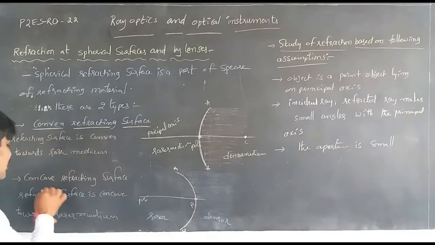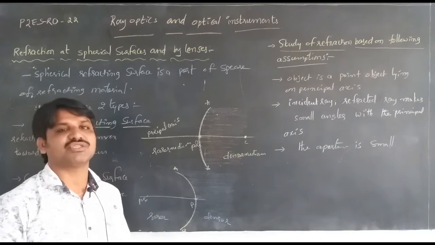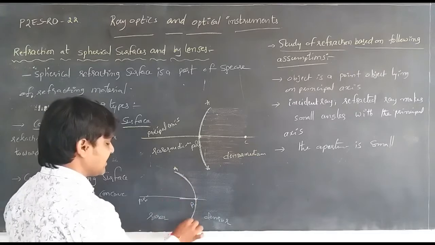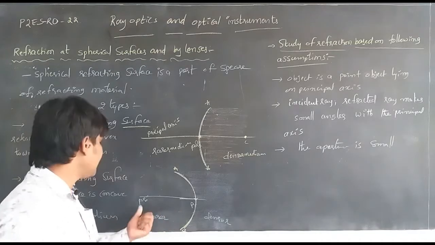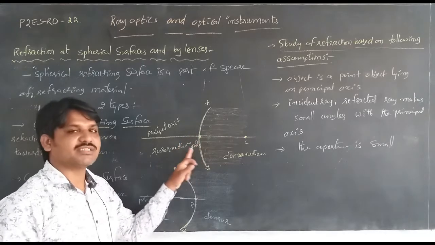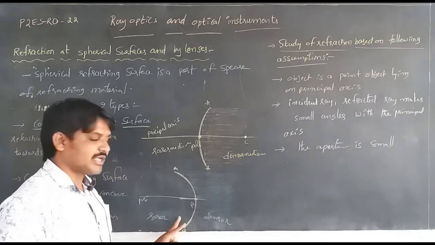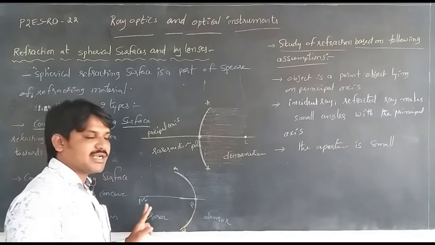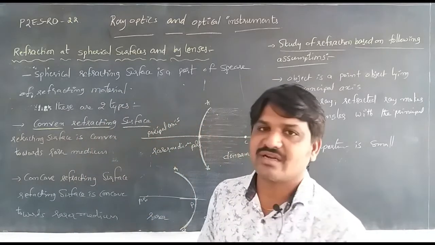The next one is the concave refracting surface. Concave refracting surface means the refracting surface which is concave towards the rarer medium. The refracting surface is here, so this is the rarer medium, and the surface is concave towards the rarer medium. So that's why this is a concave refracting surface. Whenever the convex shape is towards the rarer medium, it is called a convex refracting surface, and if it is concave towards the rarer medium, it is called a concave refracting surface. Then the refraction will depend on that.